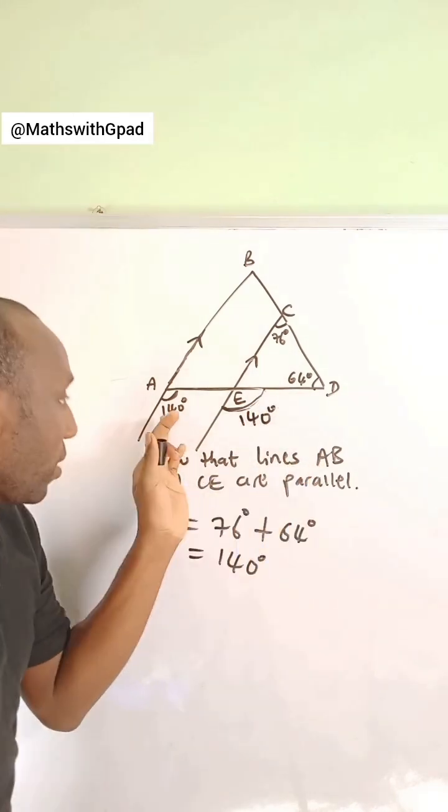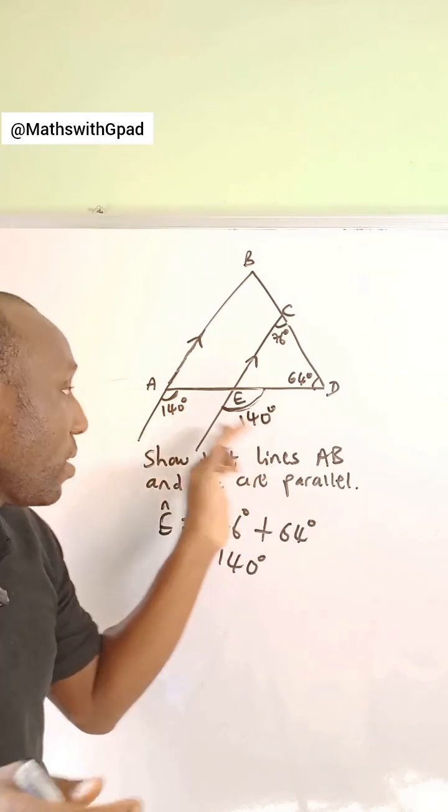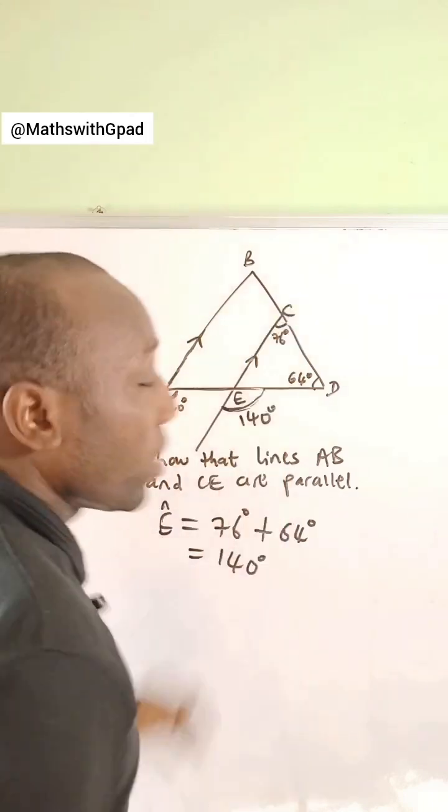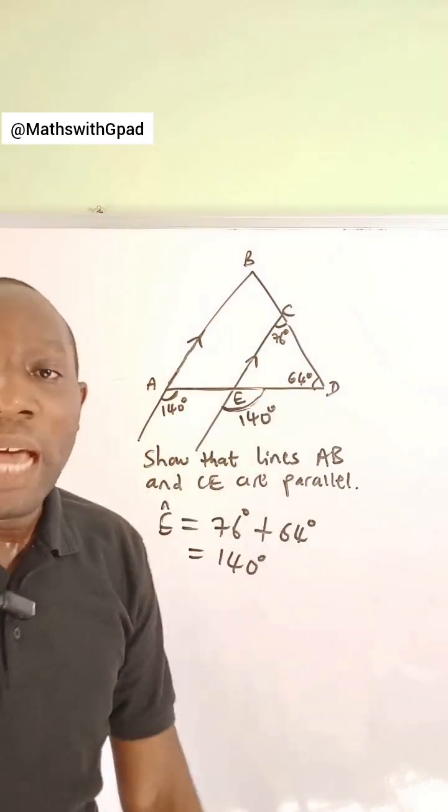And what does this tell you? You see now this and this are equal, which means they are corresponding angles. And that also means that these two lines are what? Parallel. I'll see you in the next video.